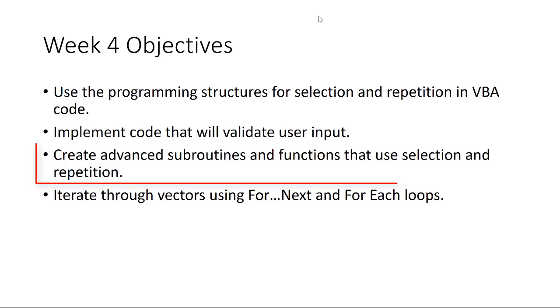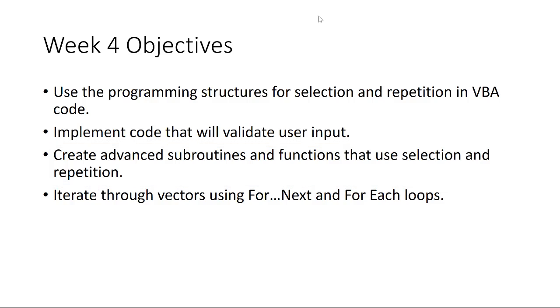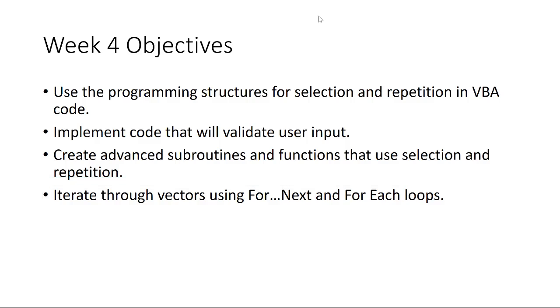Three, we're going to create advanced subroutines and functions that use selection and repetition. So I'm going to go through some more advanced examples of how we can implement selection and repetition into real-world type problems. Four, we're going to iterate through vectors using for next and for each loops. I'm going to show you how you can use for loops to iterate through vectors on the spreadsheet and to do certain things.